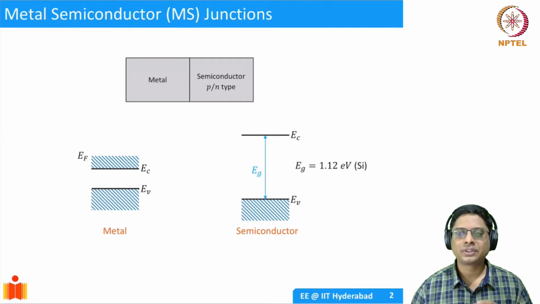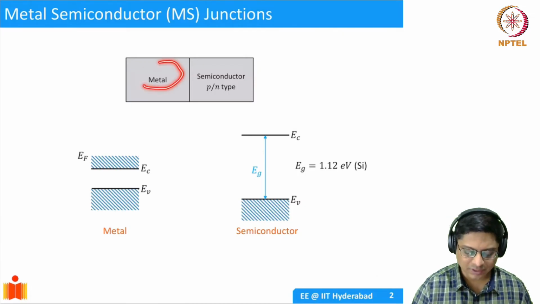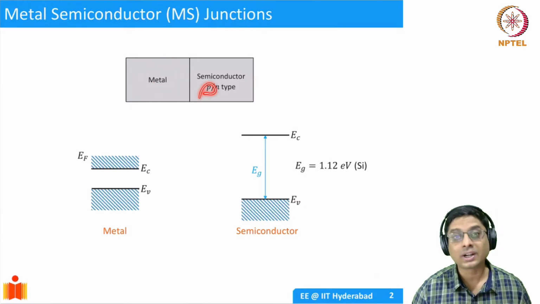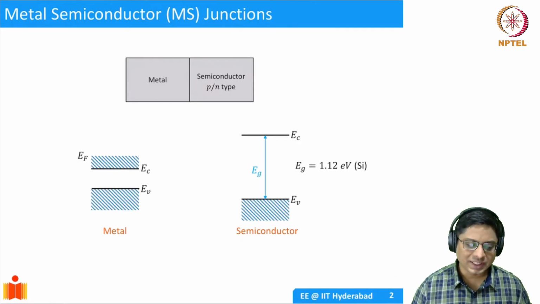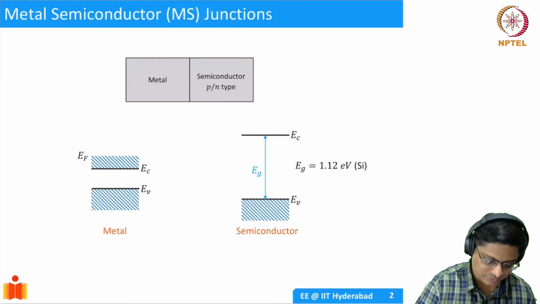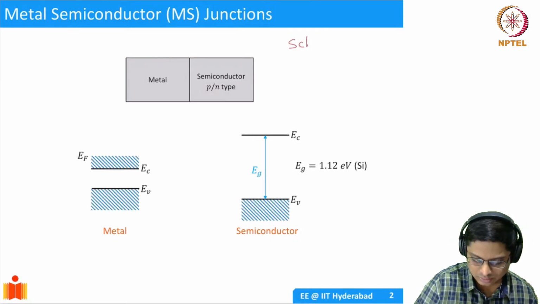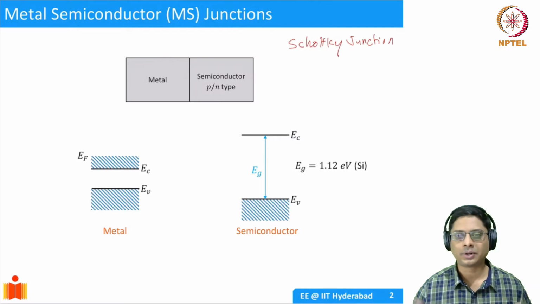In the previous case, we took a P-type semiconductor and an N-type semiconductor, and we understood what happens. Now we would like to replace one of the semiconductors with a metal. Let's say we look at the interface between a metal and a P-type semiconductor or an N-type semiconductor. So what happens in that scenario? These types of junctions are also known as Schottky junctions, or you could also call it a Schottky diode. We will see how the diode behavior comes out.